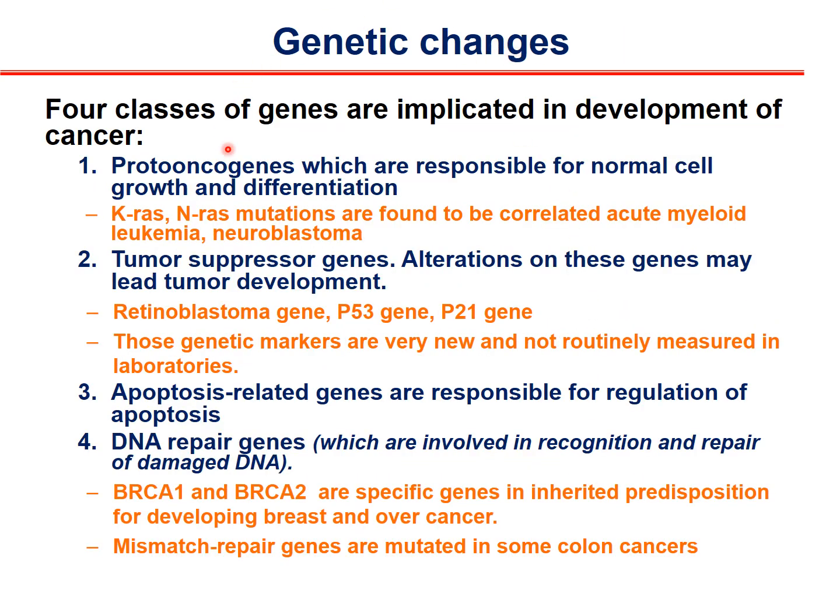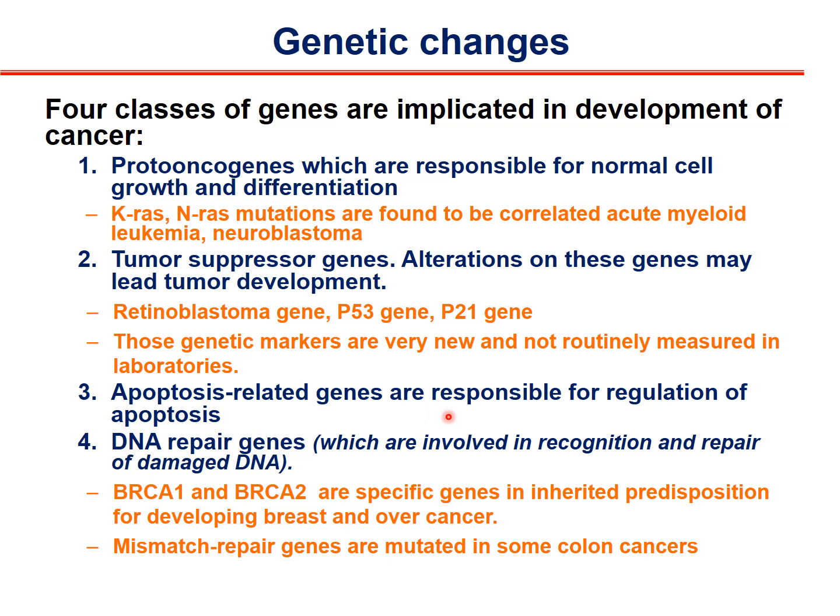Genetic markers. Four classes of genes are implicated in the development of cancer, such as the proto-oncogenes, which are responsible for normal cell growth and differentiation. KRAS and RAS mutations are found to be correlated with acute myeloid leukemias and neuroblastomas. Tumor suppressor genes. Alteration of these genes may lead to tumor development, such as the retinoblastoma gene, p53 gene, and p21 gene. Those genetic markers are very new and not routinely measured in the laboratories, but in the future they will be used more.